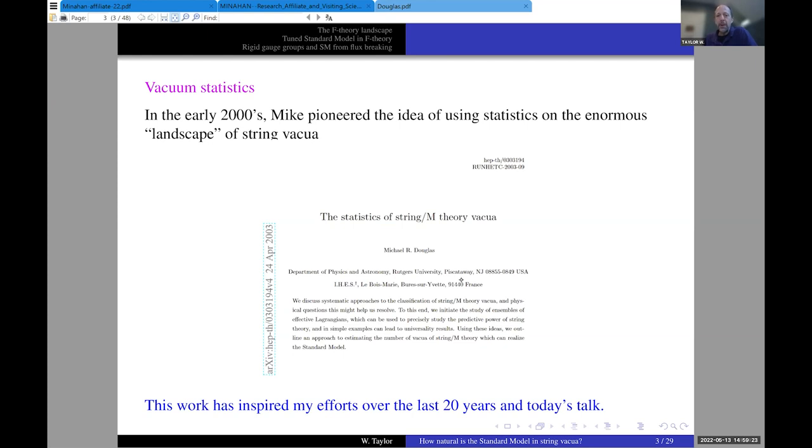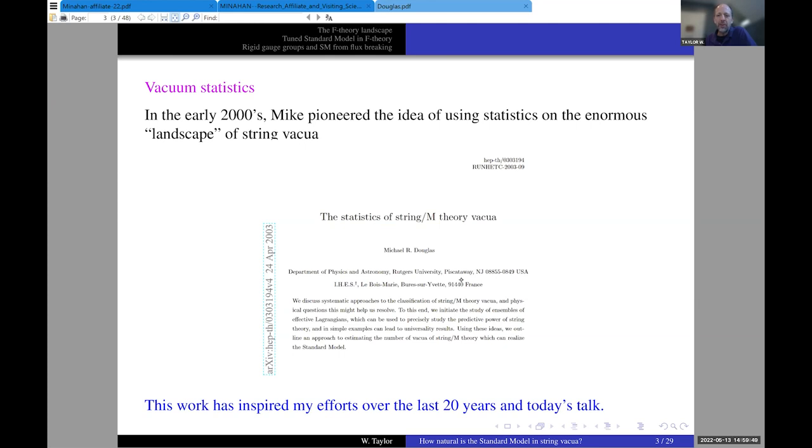In particular, this paper starts by talking about classifying string vacua. I don't know if you can read that on the screen, but it says: studying the ensemble of string vacua and using these ideas, we outline an approach to estimating the number of vacua of string M theory which can realize the standard model. This idea is something I've been fascinated by for quite some time.